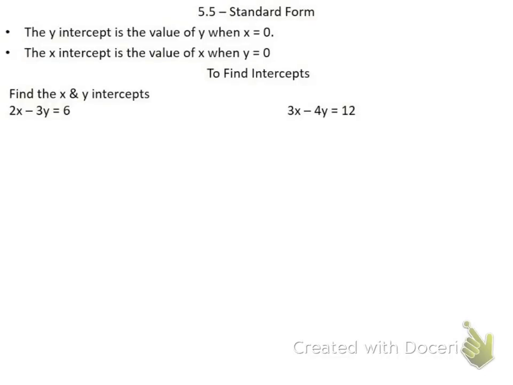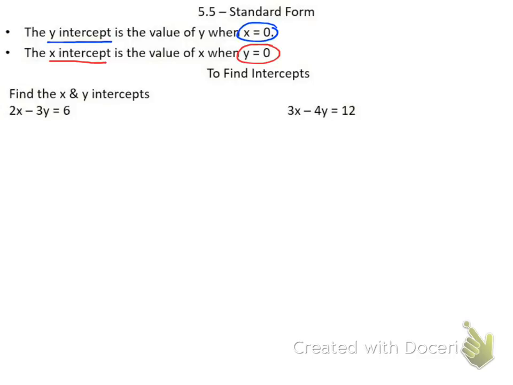Okay, today we'll be doing two different things. We're going to be learning about standard form, and then we're also learning about how to find x and y intercepts. The first thing, finding intercepts, is fairly easy. To find my y-intercept, I am going to make x equal to 0. And then to find my x-intercept, I'm going to make my y equal to 0.